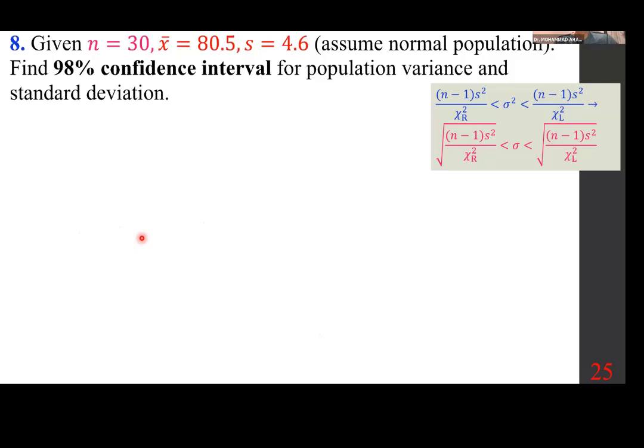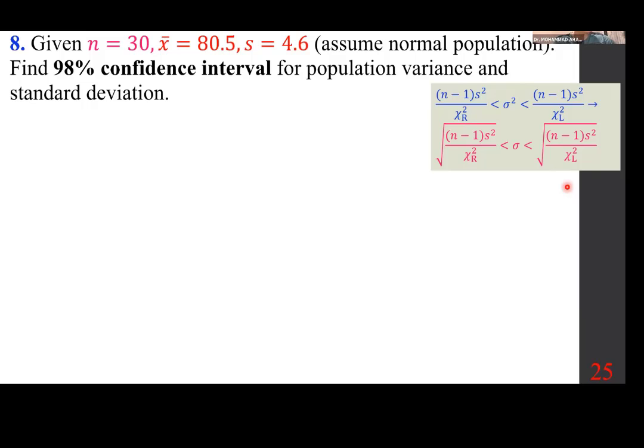Given n is 30, x bar is 80.5, s is 4.6, and assume normal population, find 98% confidence interval for population variance and standard deviation. Everything is given symbolically, so there is not much to write except use the formulas to calculate the confidence interval for the population variance. And then for this one, just take a root. By the way, many times they're just interested in that. I want you to know that, but we use this one. When we take a root, we get to the answer. So that's why I wanted you to be exposed to both.